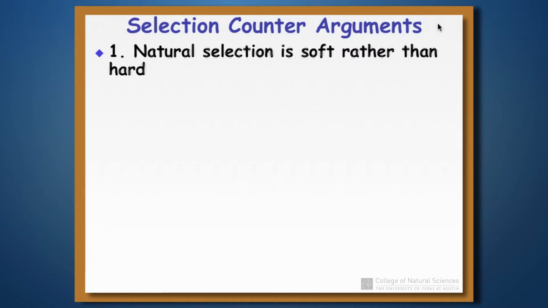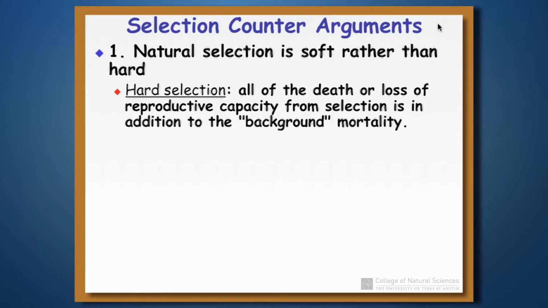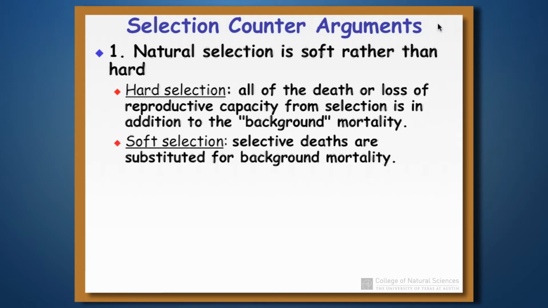So the counter arguments are simply that natural selection is soft rather than hard. I will explain what that means in some detail. Hard selection basically means that all of the death or loss of reproductive capacity from selection is in addition to something we call background mortality. Soft selection says that the selective deaths are actually substituted for the background mortality. And I realize that may not be clear, but I have some illustrations in a minute that will help you understand this.